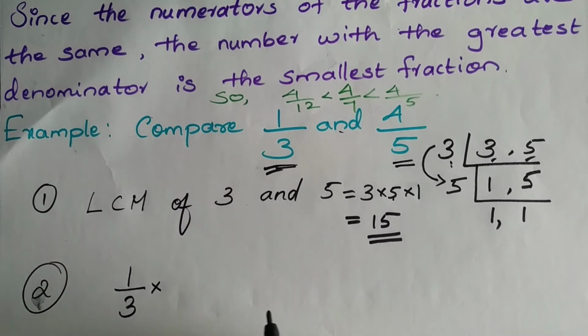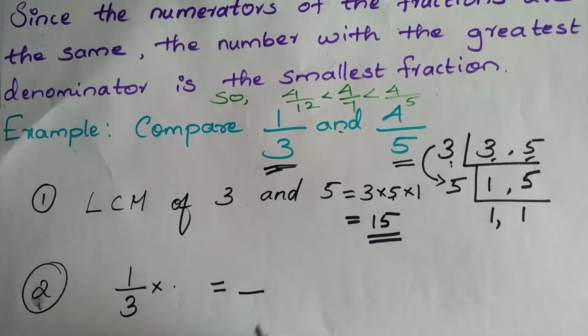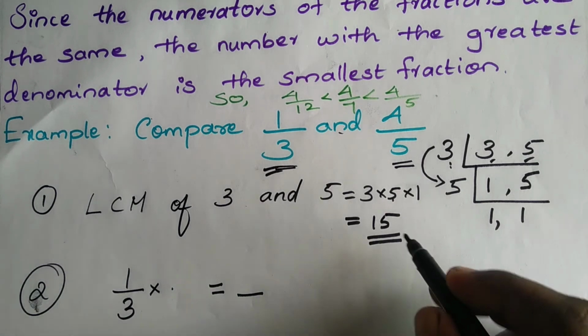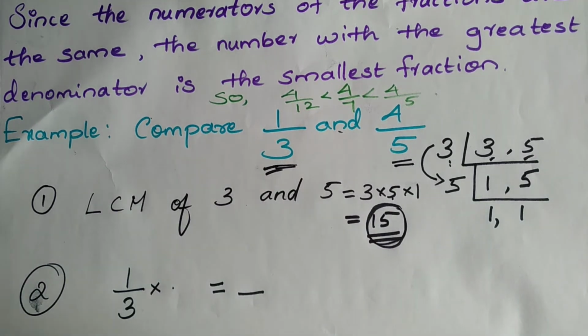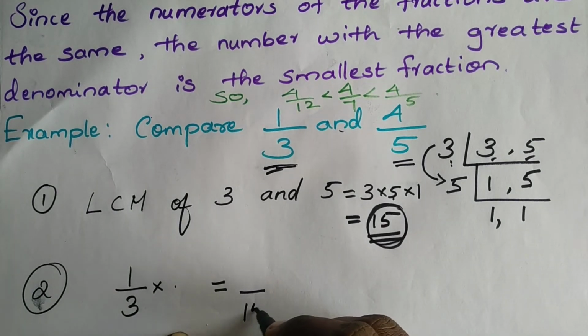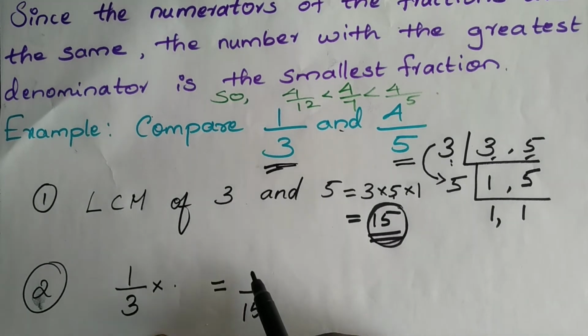Put a multiplication symbol. Leave some space. Now remember, our denominator is 15. Why? Because here our LCM is our denominator. We are going to convert into like fractions. If a fraction is said to be like fraction, what is the condition? Denominator should be same. Here our denominator is 15. That we know. But we don't know about the numerator.